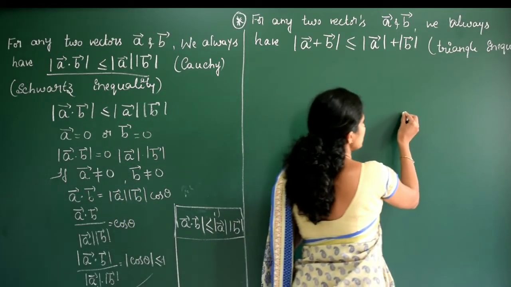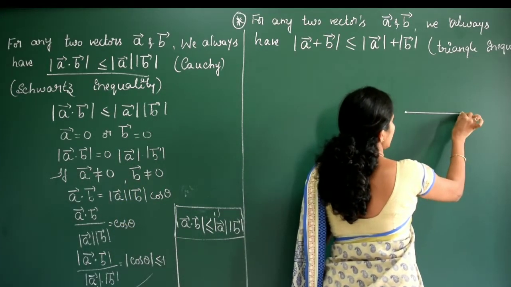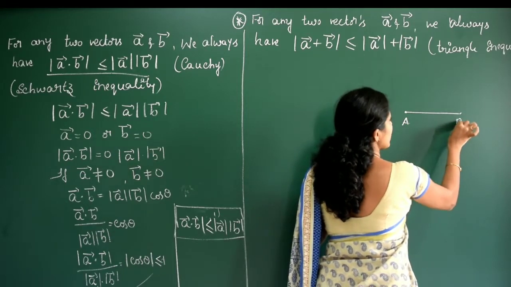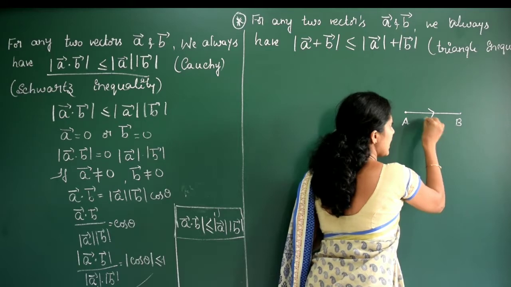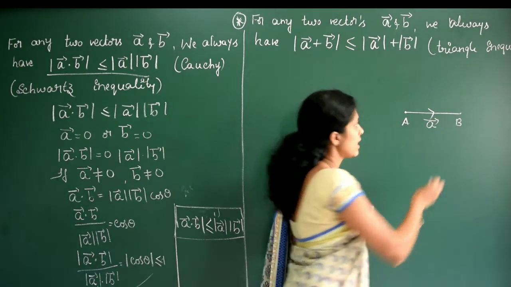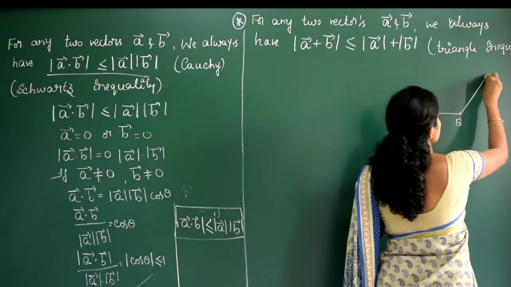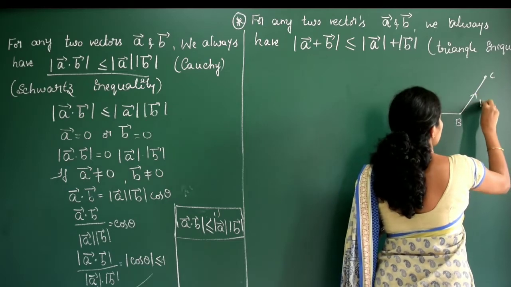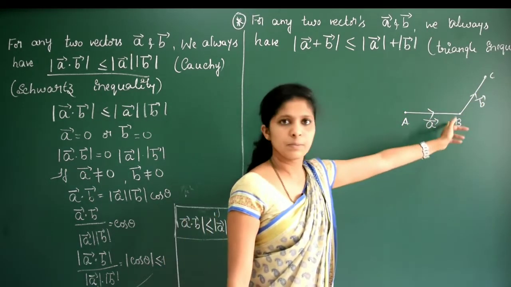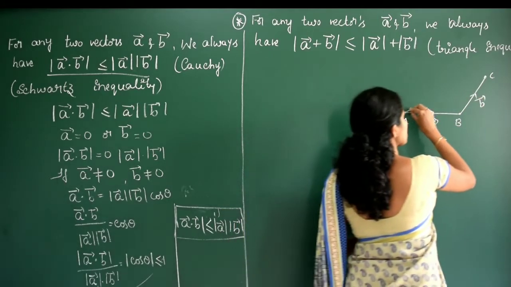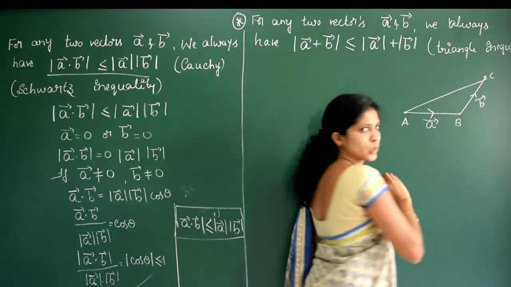See, let me consider this one, A, B, okay, a line and a vector. AB vector will be represented as A vector, okay. Then BC we will consider as B vector. Now by using a triangle, AB vector, BC vector, so AC vector will be the sum of these, right?